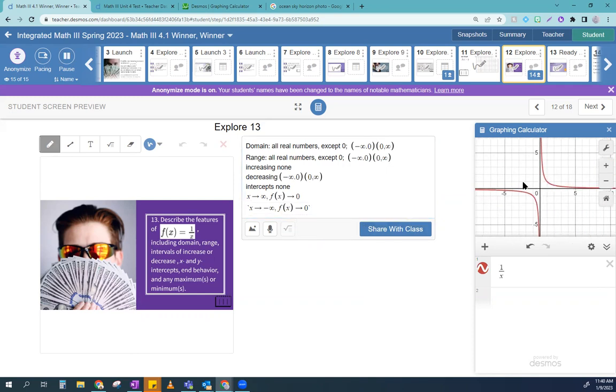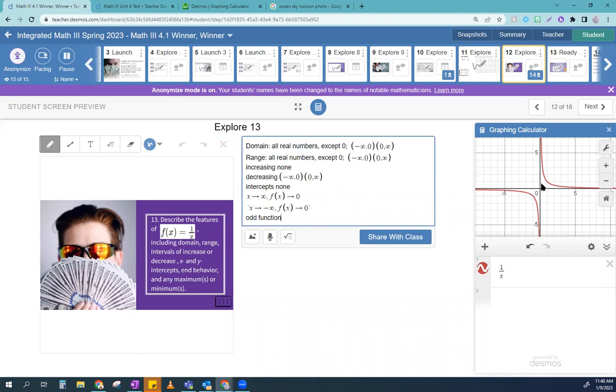What about the maximums? Technically it doesn't have a maximum because it goes up forever and it goes down forever. And the last thing I want to talk about is the fact that this is an odd function.